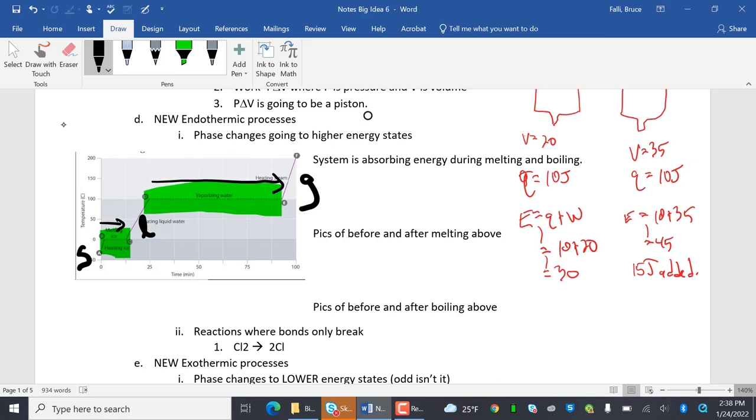Okay. So pictures of before and after melting. So here's my little dude, I'm going to give it a whooshy. This is my before, right? It's on the bottom. And then in the end, that's melting. So they're going to expand a little bit. Notice how if this was 10, this is now 11 milliliters. So it expands and they move a little faster.